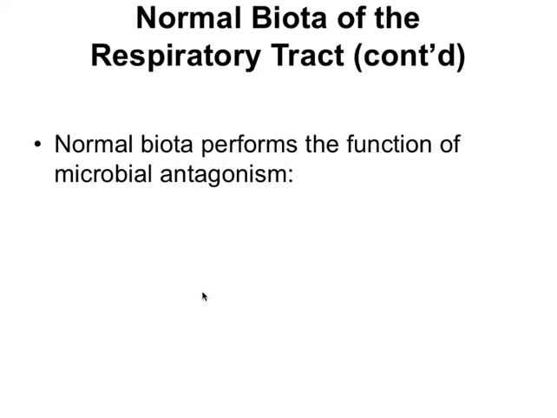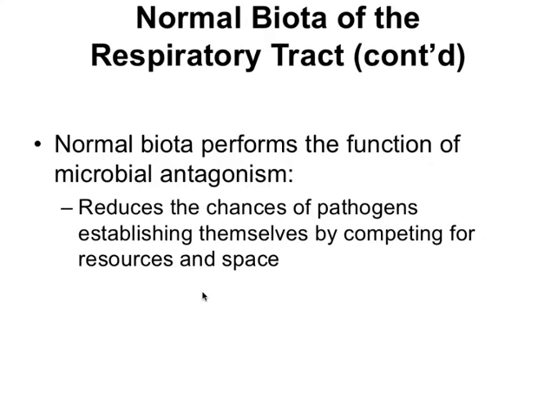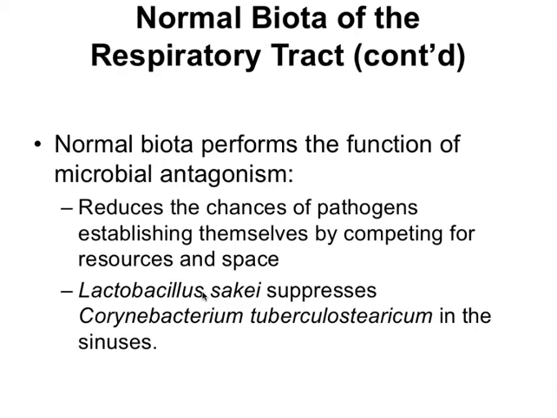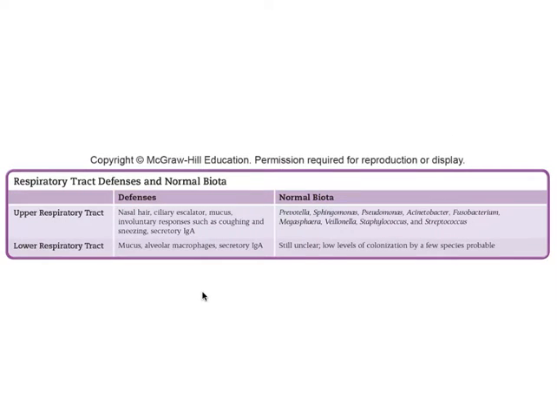Normal biota perform the function of microbial antagonism. They reduce the chances that pathogens get a foothold by competing for space and for resources. Lactobacillus suppresses Corynebacterium in the sinuses, as one example. And here you can see the defenses in the upper and the lower respiratory tract.